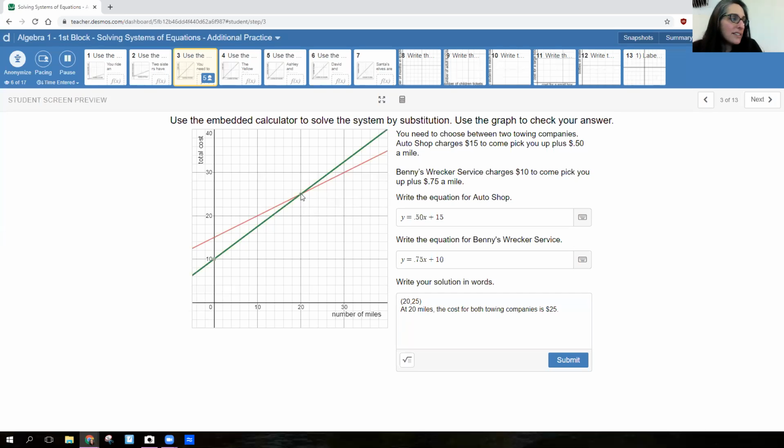So if we wanted to analyze this further, if you only have to go 20 miles, like if the garage is only 20 miles away from where your car broke down, I would go with Benny's Wrecker Service because they're cheaper. If you're gonna have to tow your vehicle farther than 20 miles, then it's actually cheaper to go with Auto Shop. So, good. All right, and I'll hit submit. Once you have that, go ahead and move to slide 4.